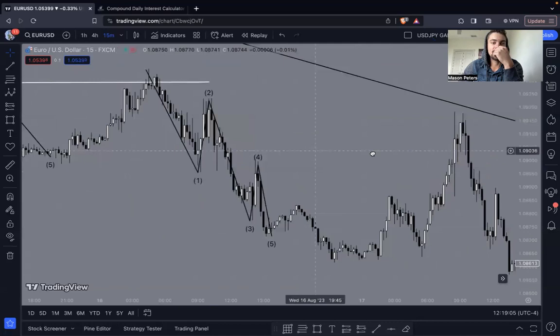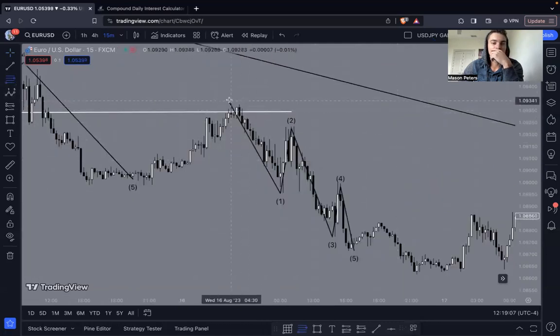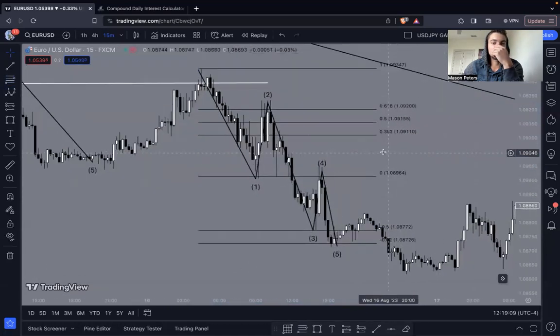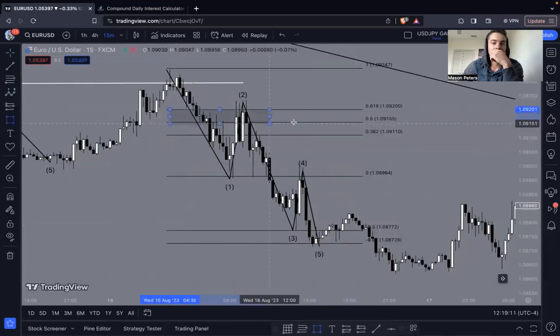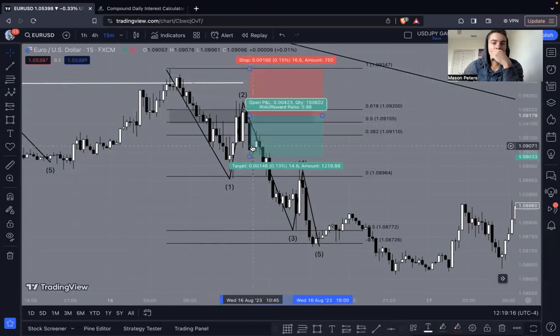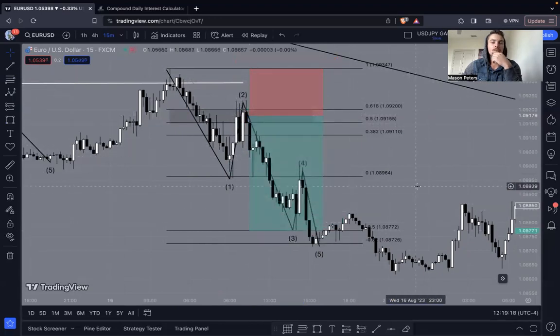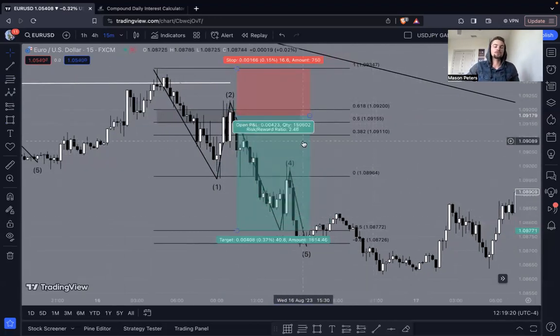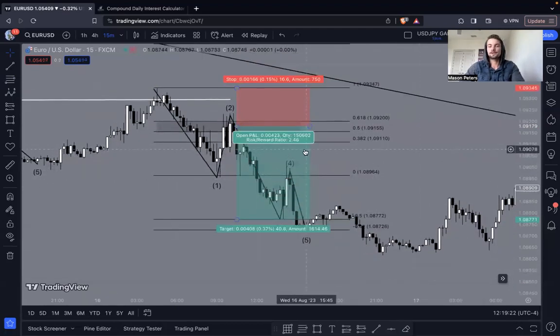So what do we do again? We take out our fib tool, we draw it from 0 to 1, and we look for our 618 retracement, highlight it, grab our short position, boom. Look at that. Pitch perfect setup right there. 1 to 2 risk to reward ratio. Doesn't get much prettier than that.